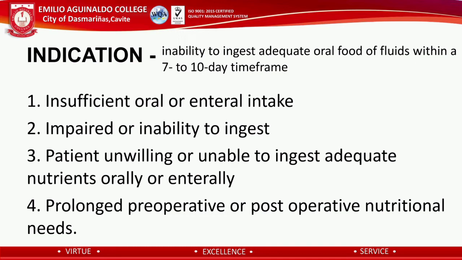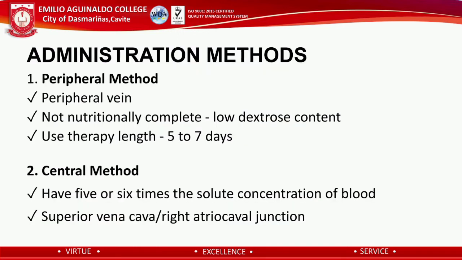Next is the administration method. There are two types of administration method. First is through peripheral method. PPN is given through a peripheral vein, which is the solution is less hypertonic than a full calorie parenteral nutrition solution. PPN formulas are not nutritionally complete because of their low dextrose content.